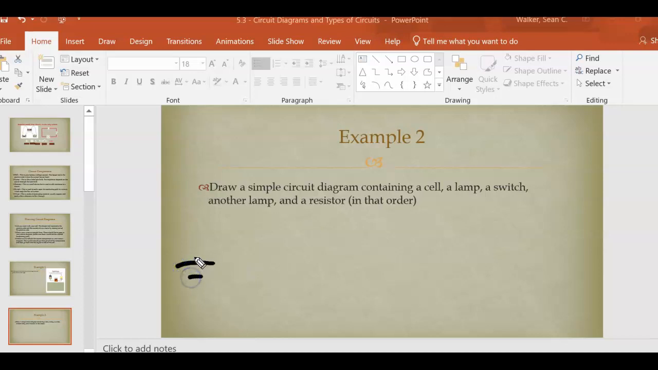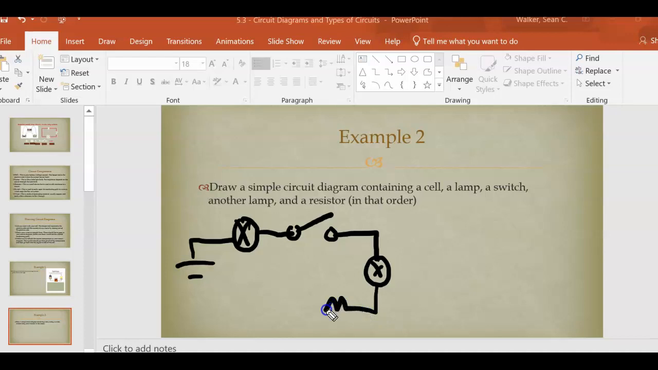So we have the cell, and we want a lamp. I'm going to do a circle with an X. A switch. Again, you always want to draw the switch open so you can see it. Another lamp. And a resistor, which is that squiggly line. That's all I'm asked to draw, and that completes my circuit. Pause it there if you need to look at that some more.